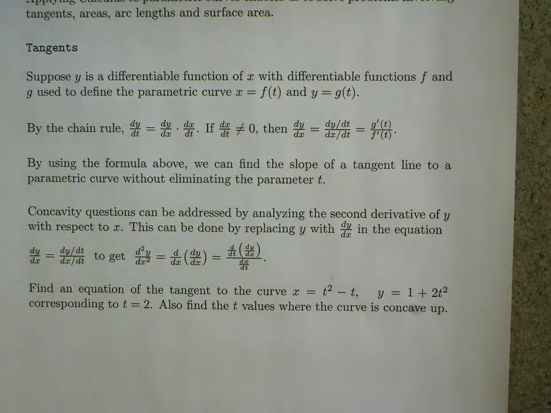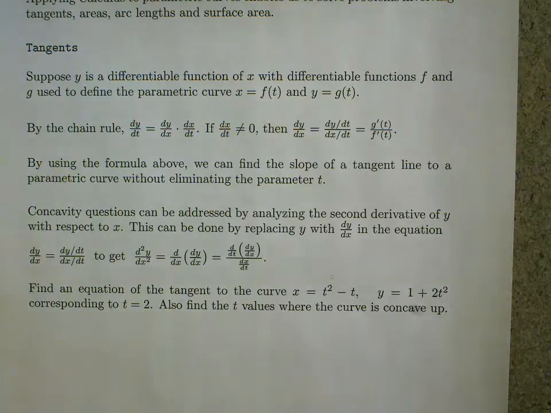Okay, so to find an equation of a tangent line to a point on the curve, well, we need to know where the point is. So we need an ordered pair. And then we need to know the slope of the tangent line. And then once we know a point on the curve and the slope of the tangent line through that point, then we can write down the equation for that tangent line.